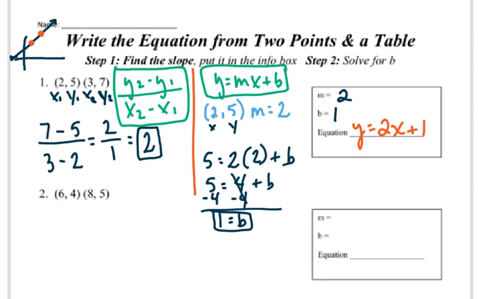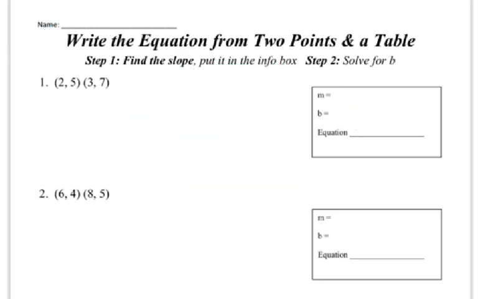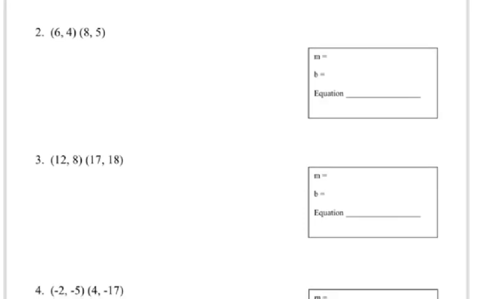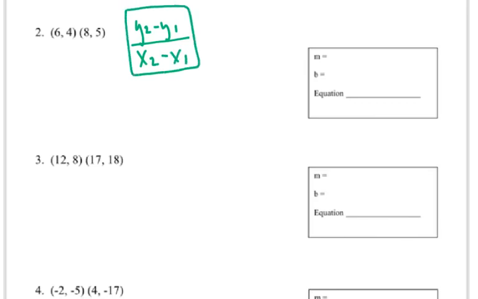So let's try that exact same process for number 2. Then you're going to try a few on your own. Number 2, I don't have a slope. I don't have a y-intercept. So I start with my slope formula, which we're going to write down so that way we might remember it: change in y over the change in x.